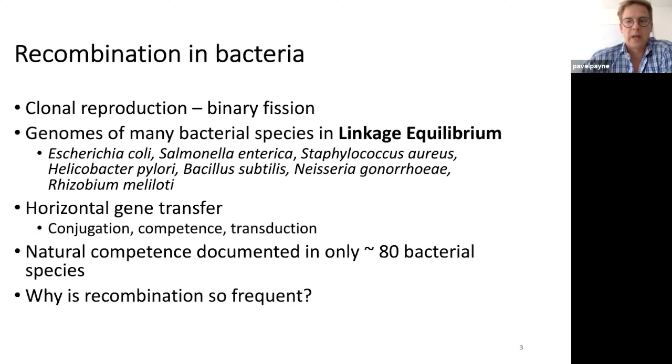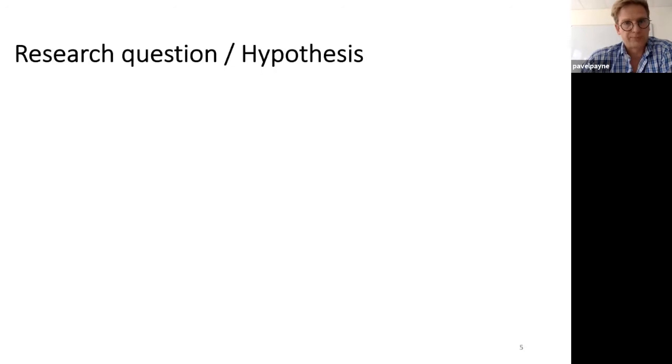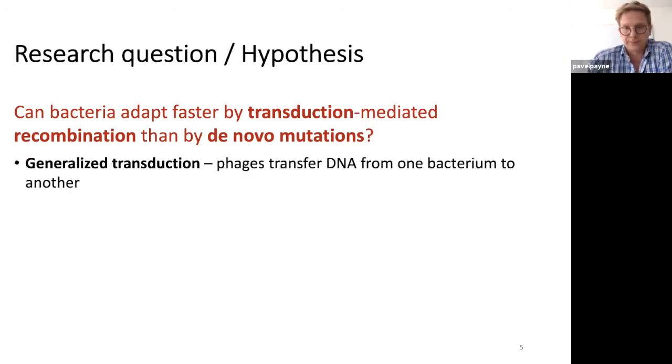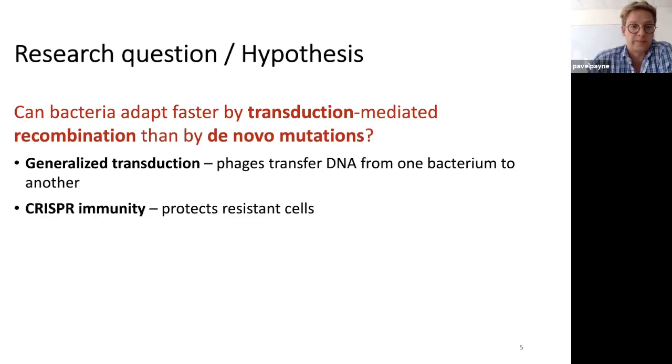Because when we have a phage that's doing generalized transduction, it's usually a big threat for the bacteria around. I was thinking about ways how this can happen. Let me put it this way: my research question was whether bacteria can adapt faster by transduction-mediated recombination than by de novo mutation. As I said, normally the phage would kill essentially the whole population. So if there was only the transducing phage and the bacteria, then no. But bacteria have evolved multiple immune systems, and as I had in my title, one of those is the CRISPR system, which protects the resistant cells from being lysed by the phage.